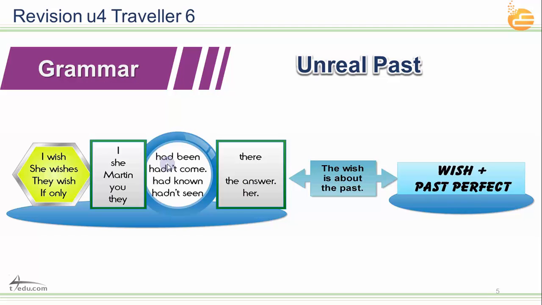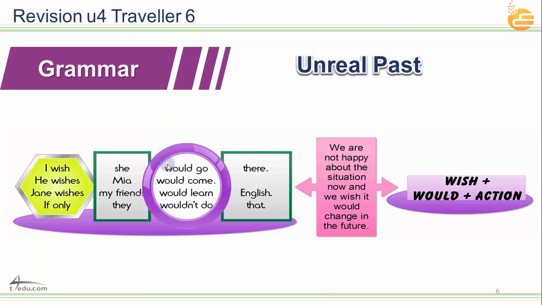I wish I had never left the school. So that's a very long time, which is, of course, unreal because it's too late. And the third way to make unreal past is always when we're talking about I wish or if only. We use would and an action verb or infinitive verb. So we say, I wish she would go there.